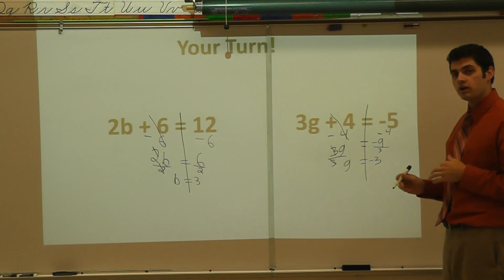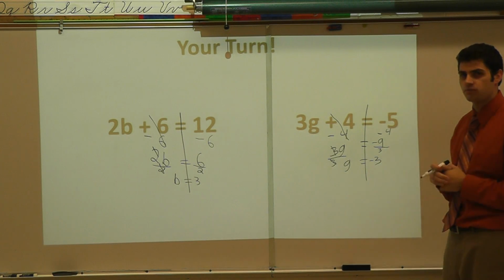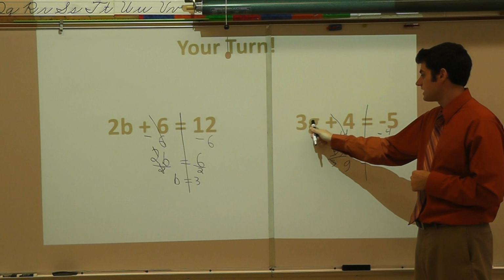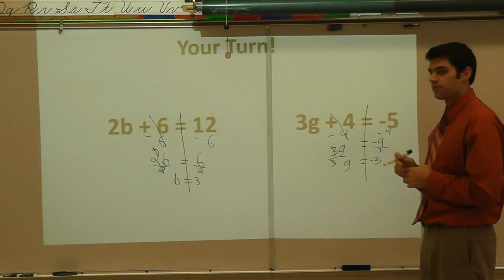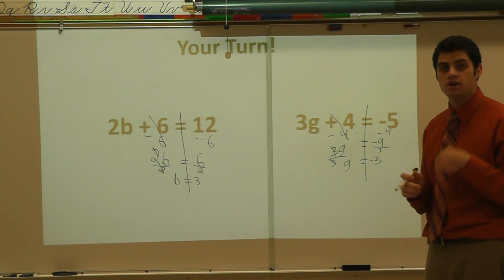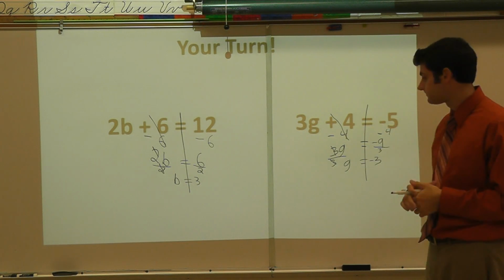Now, if I thought the answer was positive 3 when I divided, let's plug a positive 3 back in. 3 times a positive 3 would be positive 9. 9 plus 4 would be 13. So I know that I have made a mistake if I thought that was my answer. That's why it's really important that you guys plug these numbers back in so that you can check them.